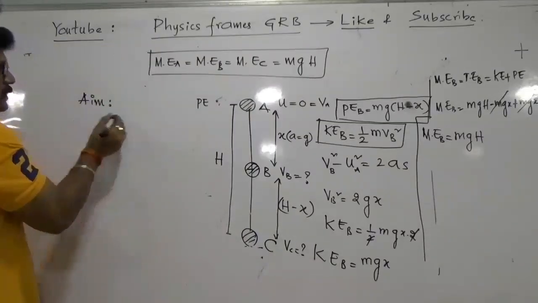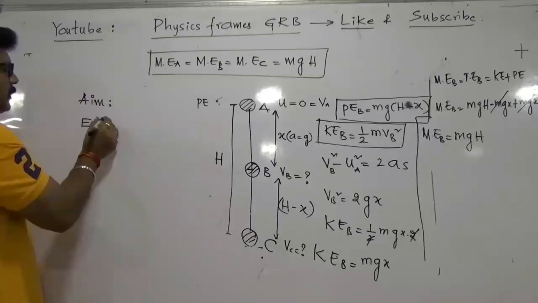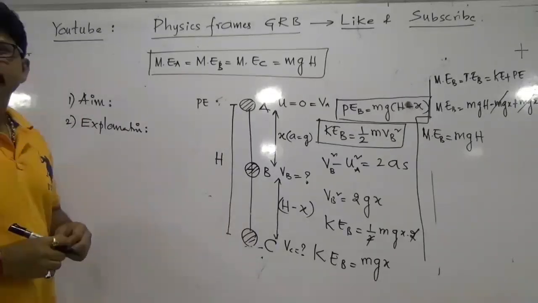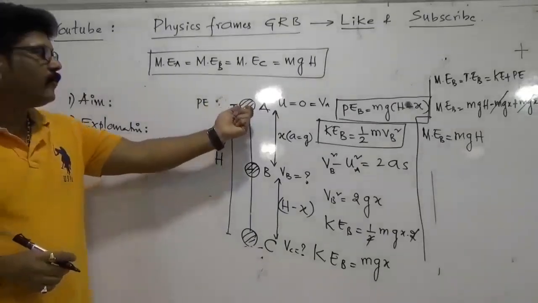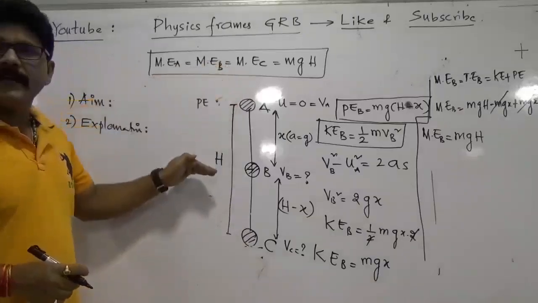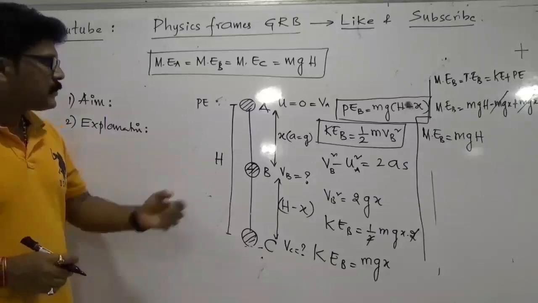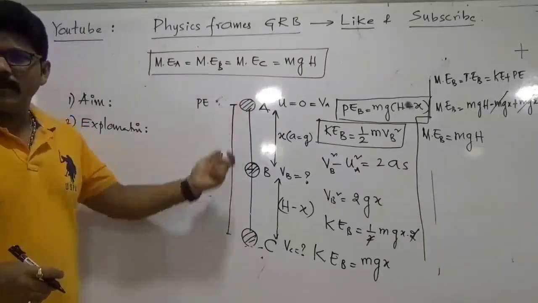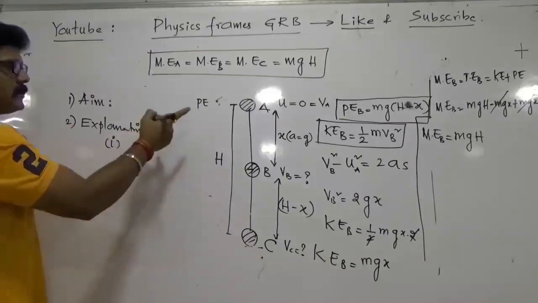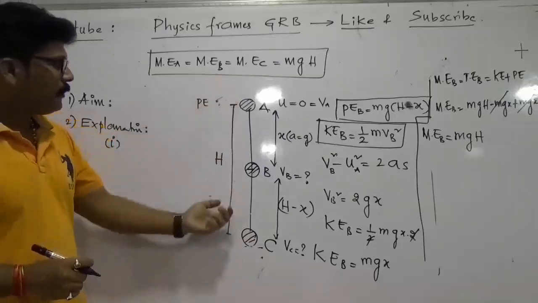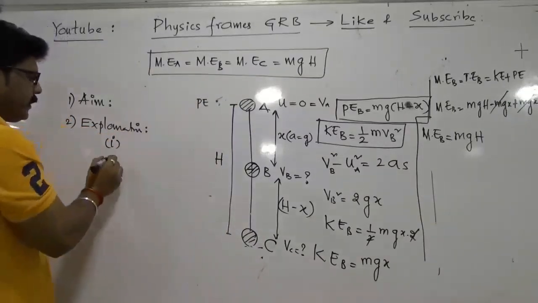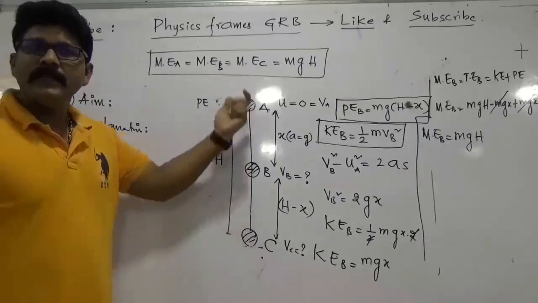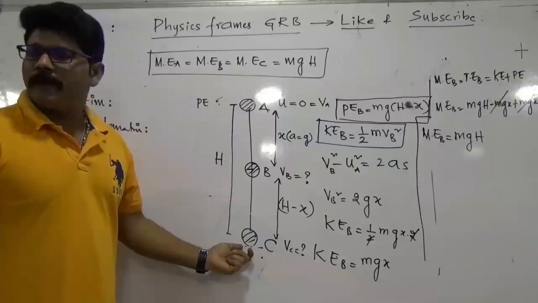Next, the description or explanation. In the explanation, the first point: let us consider a body of mass m dropped from a certain height h. Second point: let us consider A, B, C as the three points in its journey, as it is freely falling.